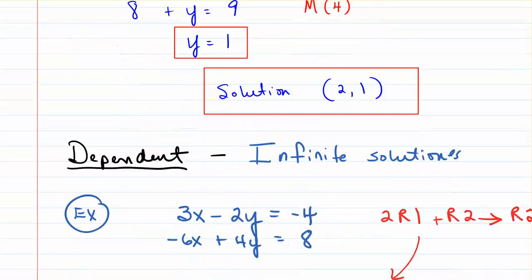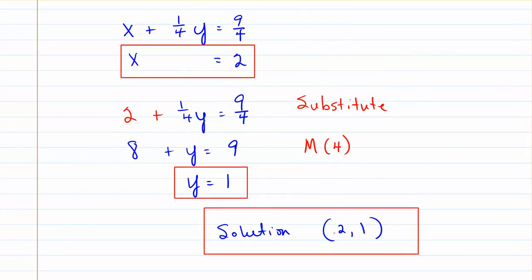And therefore, I have a solution. And remember, it is a point. So this is a point. The x-coordinate is 2. The y-coordinate is 1. That solves both of those equations.